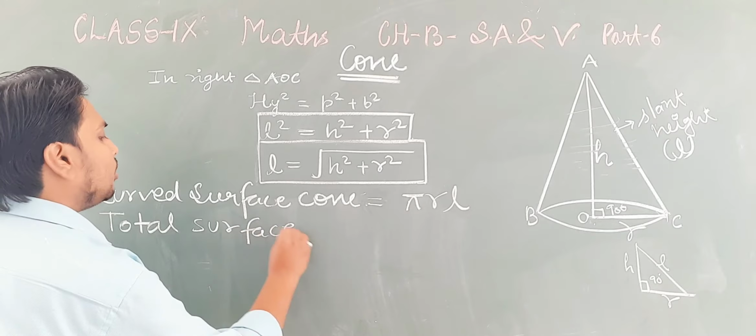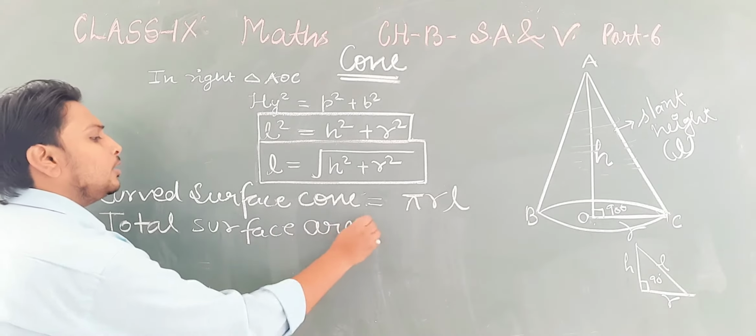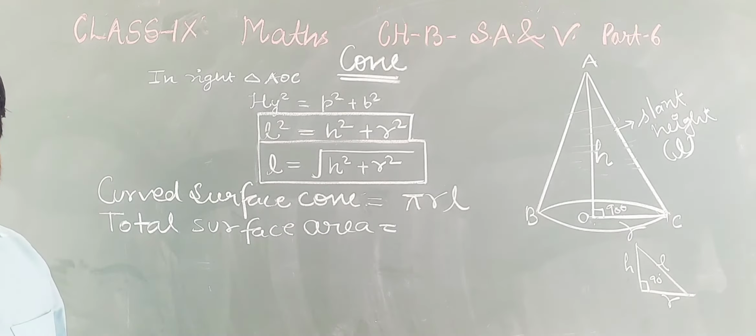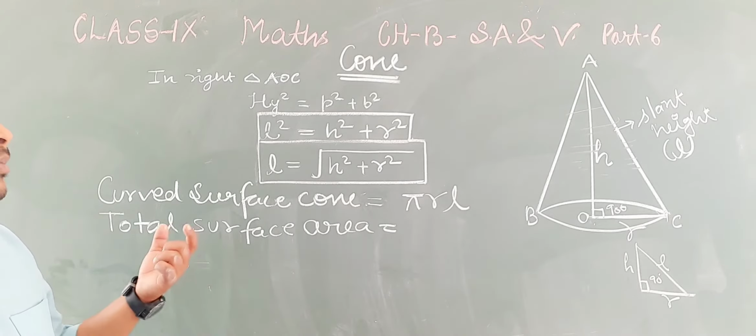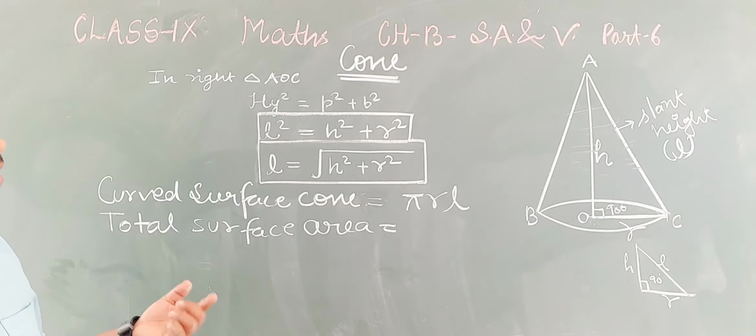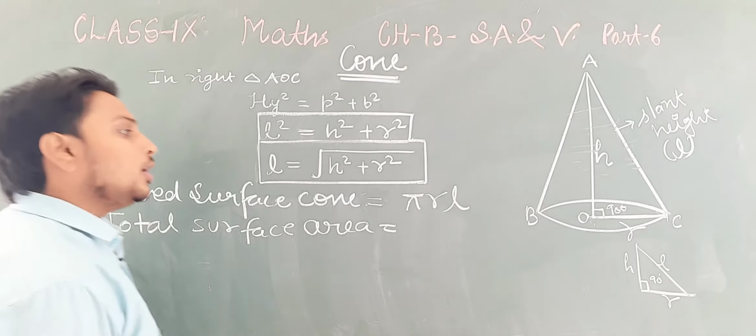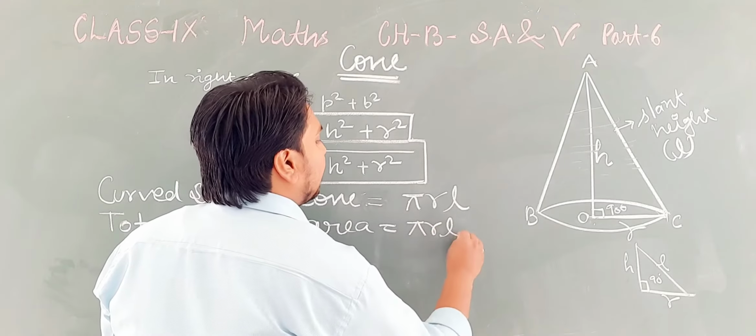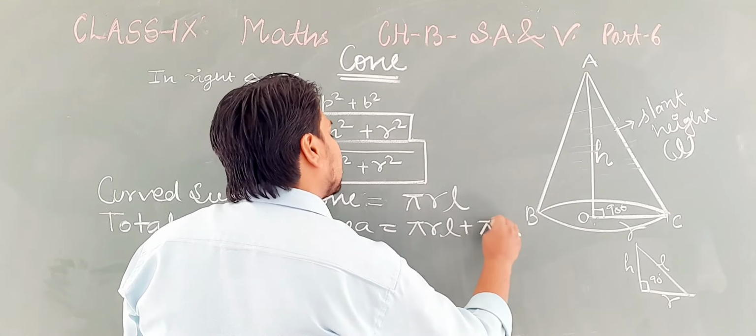So as you all know, when we find total surface area, we have to add the area of base and the area of top. Here the top is nothing, because on the top only the vertex is there, so we have to add the area of base to the curved surface area. So it will be pi r L plus pi r square.